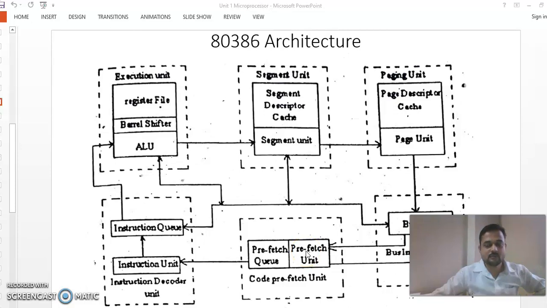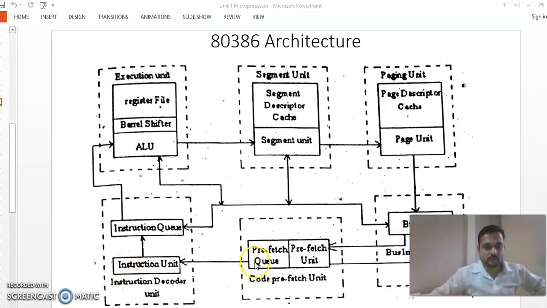So what does 3-stage pipelining mean? First the fetching of the first instruction takes place, then decoding of the first instruction, and then execution. While the first instruction is being decoded, fetching of the next instruction takes place. When the first instruction is executing, decoding of the second instruction takes place, and fetching of the third instruction takes place. So fetch, decode, and execute are possible simultaneously in this 80386 3-stage pipeline, and 3 instructions can be handled at one time.